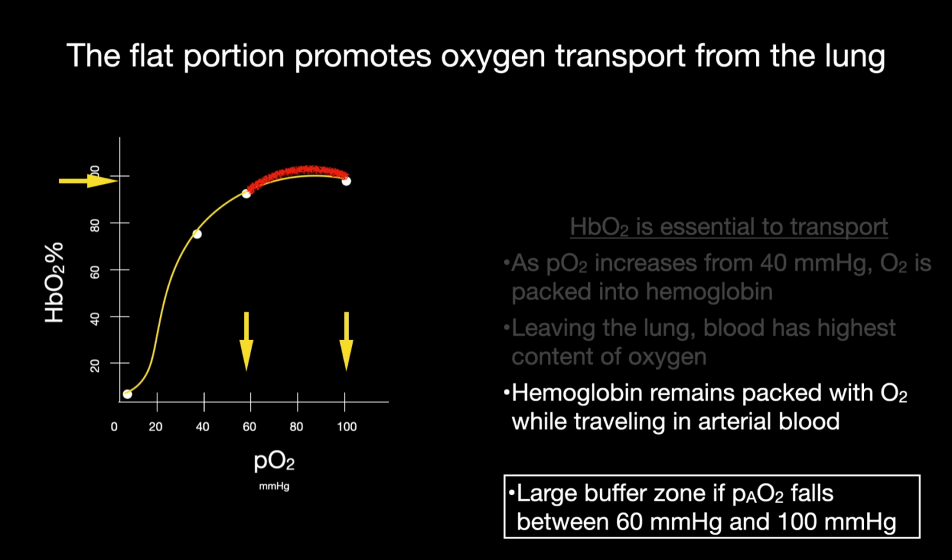Because of the flat portion of the curve between 60 and 100, oxygen remains bound to hemoglobin. And that's important because you want the oxygen to remain bound to hemoglobin as it travels through the body until it reaches a tissue where it needs to be consumed. That flat portion is the buffer zone.